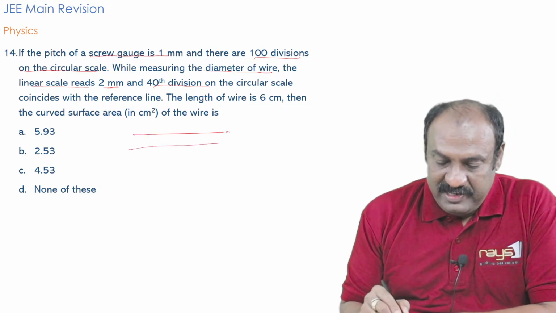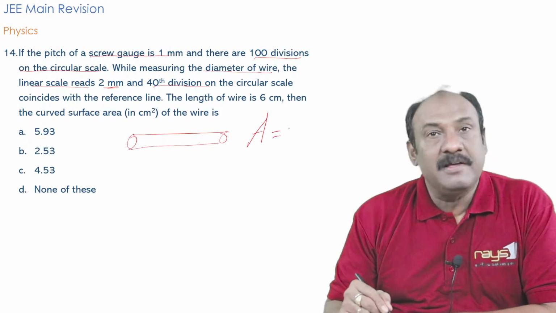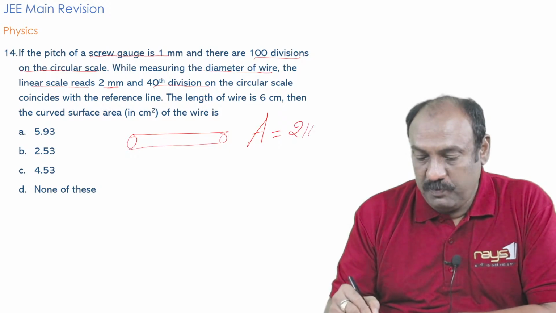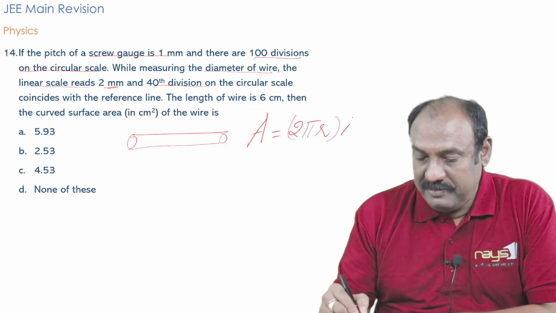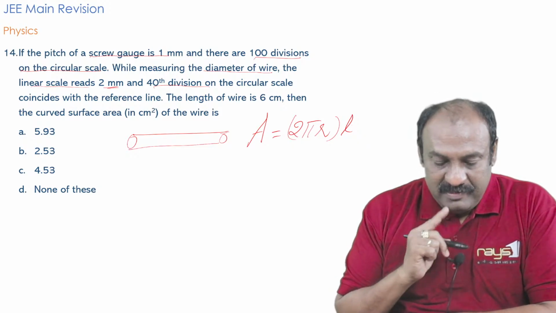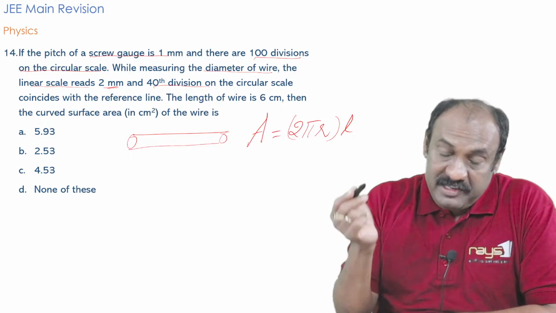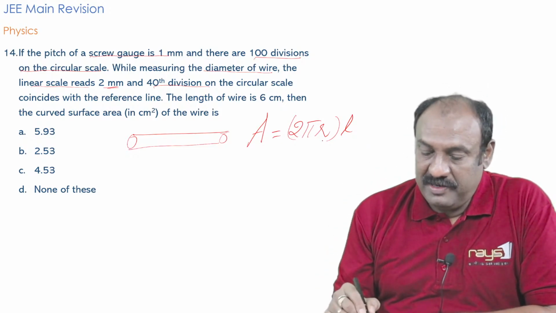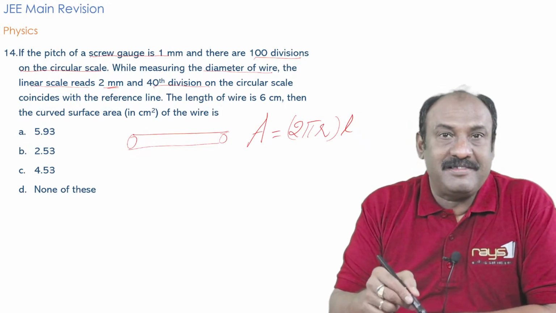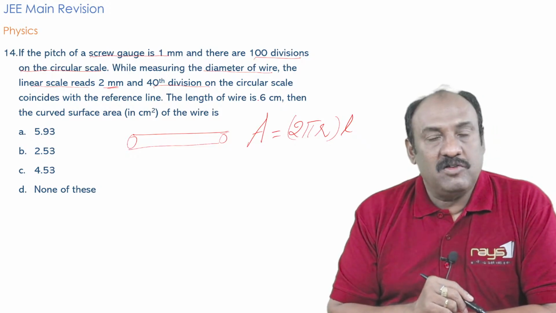So this is the wire. So curved surface area. What is the curved surface area? That is length multiplied by breadth. Length is 2 pi r, into breadth is L. So this is the curved surface area of the curved shape of the wire. For the radius, you have to calculate the radius on the basis of the first given data, and L is given directly. So how do you find the radius?